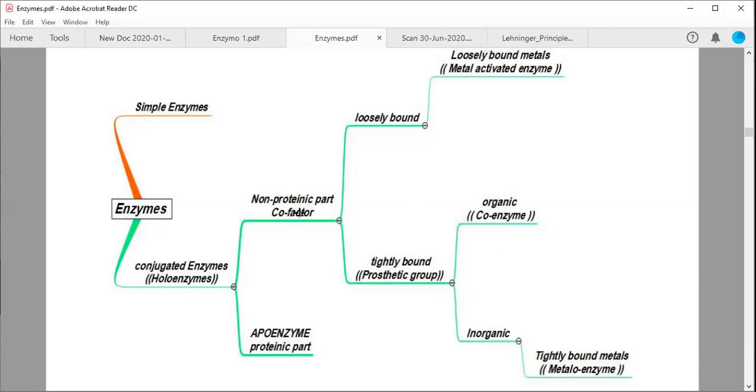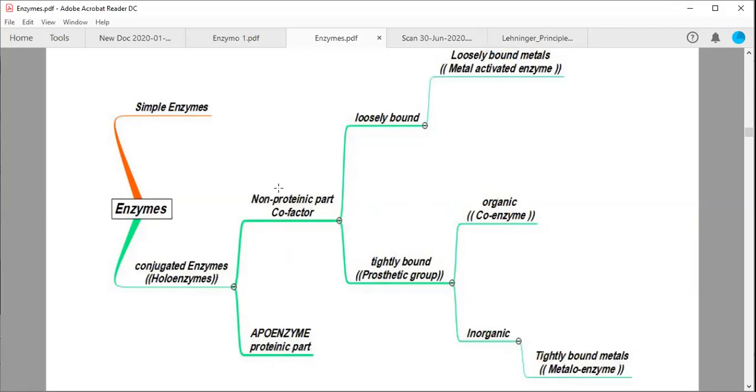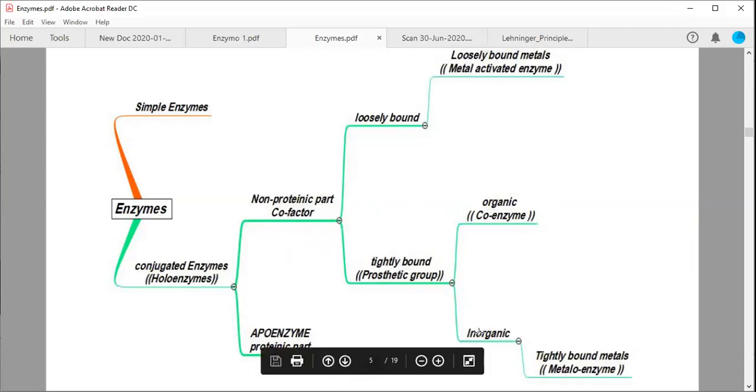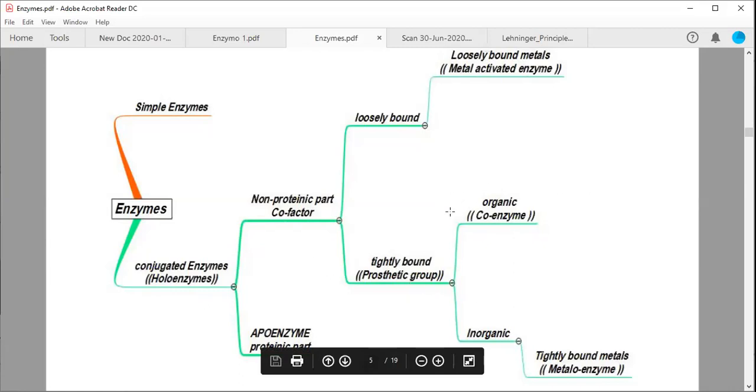So anything which is bound to the protein part and which is a non-protein part, if the cofactor is tightly bound and it is organic in nature, then it is called a coenzyme. The second requirement is that it should be organic, because there are certain cofactors which are inorganic in nature, or they are metal ions, simply metal ions. So for the coenzyme, the two requirements should be met. It is a kind of cofactor which is tightly bound to the protein part, and it is actually the non-protein part and generally having organic nature.